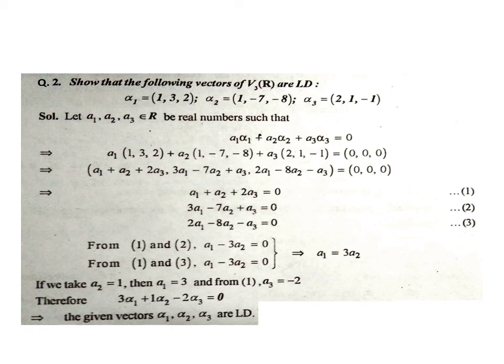Now we talk over one more problem regarding LI or LD vectors for a vector space. Question number 2: show that the following vectors of V3(R), that is, triplets, are elements of V3. These are alpha 1, alpha 2, alpha 3, three vectors, all triplets: (1, 3, 2), (1, -7, -8), (2, 1, -1). We have to prove that these are LD this time, and like the usual pattern of starting these solutions, a1, a2, a3, three scalars are chosen.